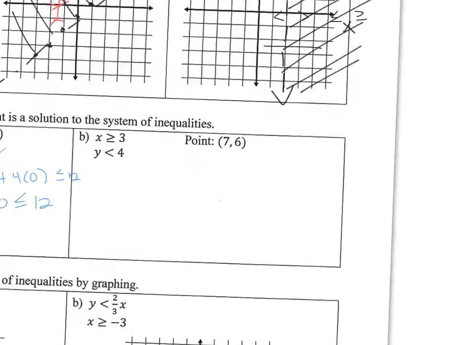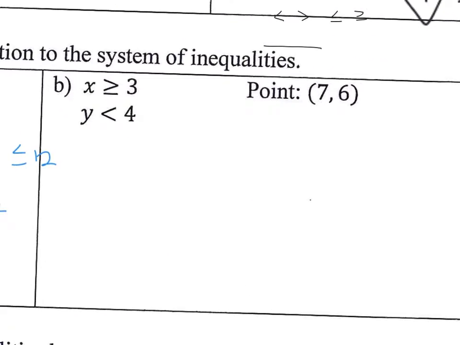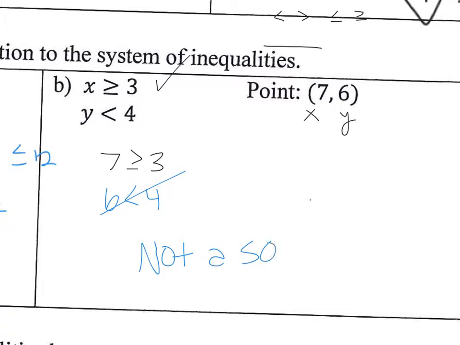Okay, letter B. If I plug this in, this is x, this is y. Is 7 greater than or equal to 3? Yes, that works. Now let's check the second inequality. Is 6 less than 4? No, it doesn't work. So since one of them doesn't work, it's not a solution. They both have to work.